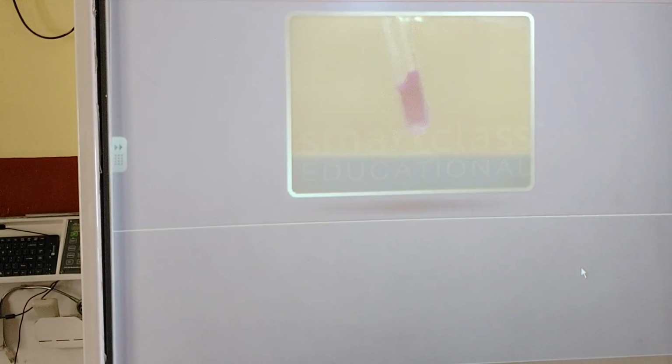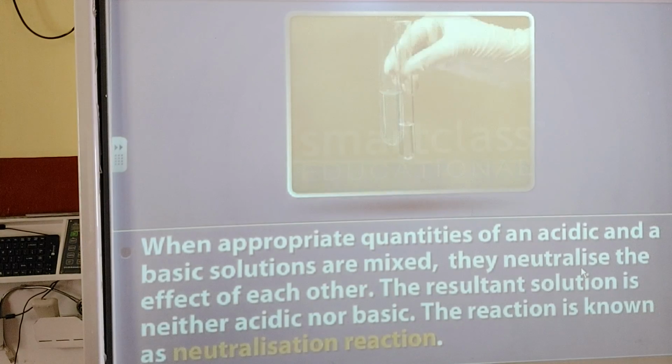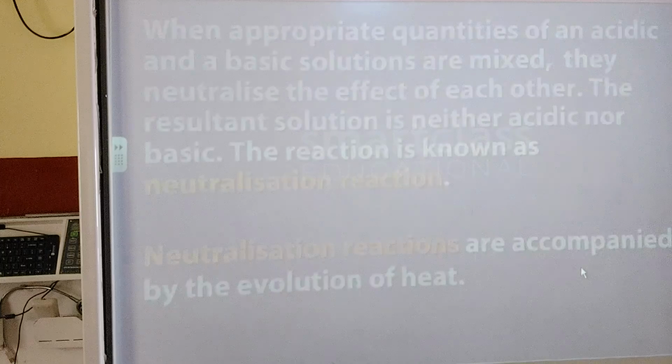In this module, you have learned that when appropriate quantities of an acidic and a basic solution are mixed, they neutralize the effect of each other. The resultant solution is neither acidic nor basic. The reaction is known as a neutralization reaction. Neutralization reactions are accompanied by the evolution of heat.